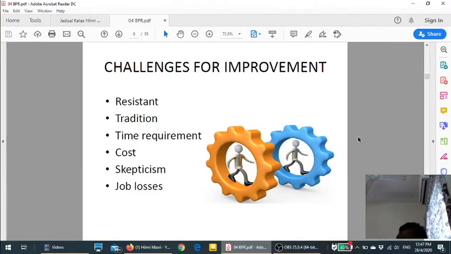So challenges for improvement we can see. Number 1 is resistance, like residents being resistant to the changes. Like before this, they had open space parking in the property without any designation to a parcel owner or whatsoever.